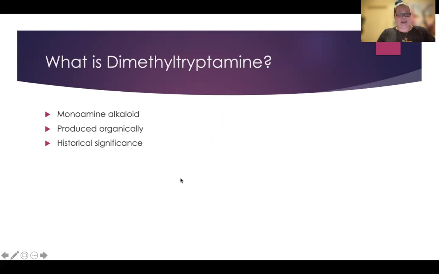What is dimethyltryptamine? DMT is a monoamine alkaloid produced endogenously by the pineal gland in the brain, and it shares structural similarities with the amino acid called tryptophan. DMT can be found in plants, fungi, and in very small amounts being produced organically in the brains of mammals.